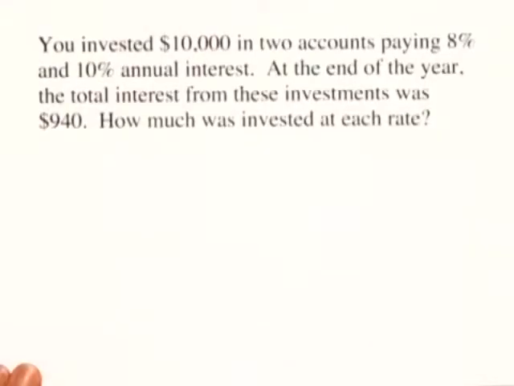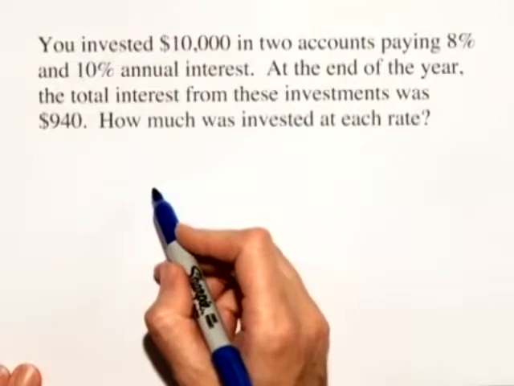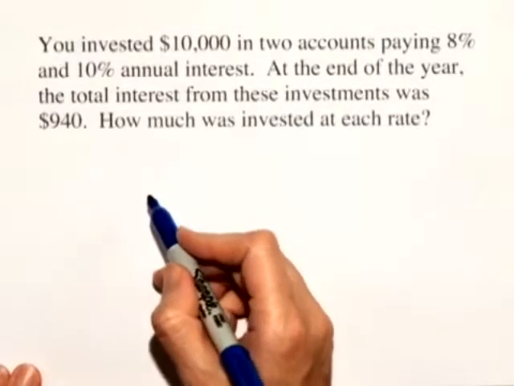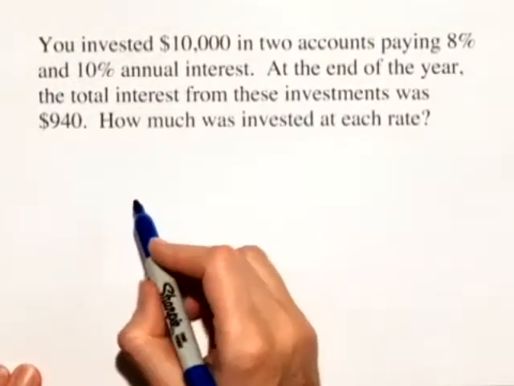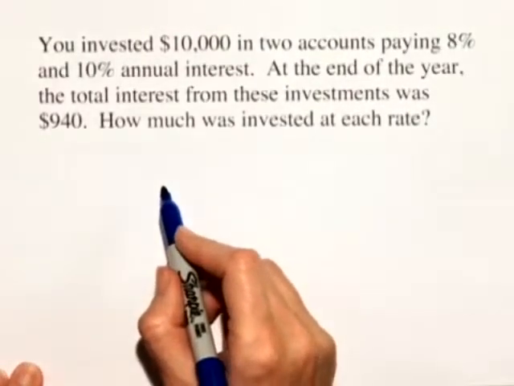Let's look at an interest problem. You invested $10,000 in two accounts paying 8% and 10% annual interest. At the end of the year, the total interest from these investments was $940. How much was invested at each rate?